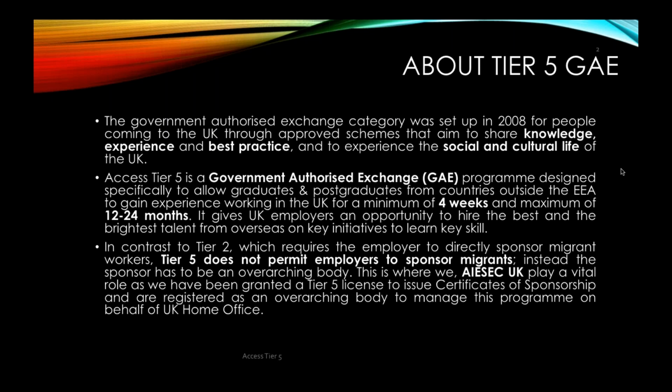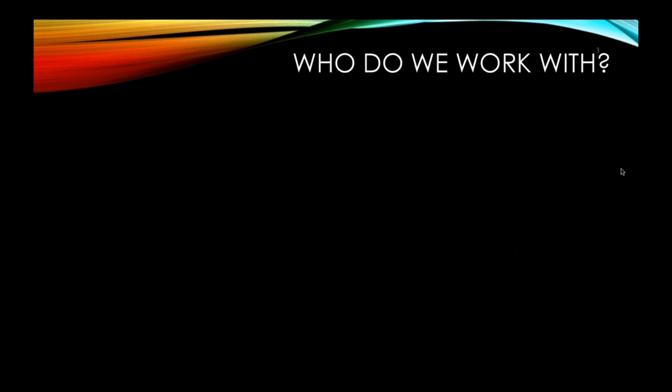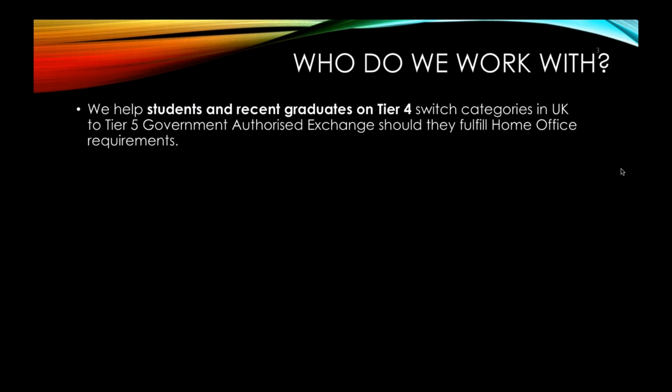Okay, I will move on to the next slide. So who do we work with? We work with students and recent graduates who are here on a Tier 4 visa, and we help them switch from Tier 4 to Tier 5 as long as they fulfil our scheme requirements and, of course, the Home Office's criteria. The next point you might want to make a note of, because these are the two things that you must meet in order to switch from Tier 4 to Tier 5.